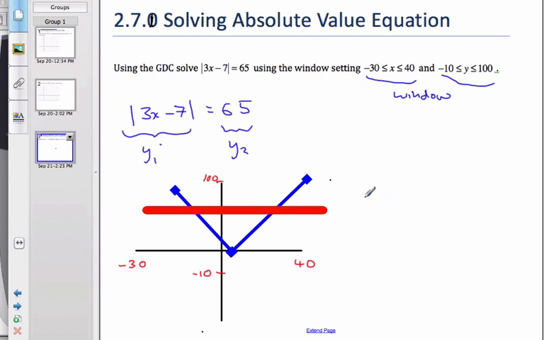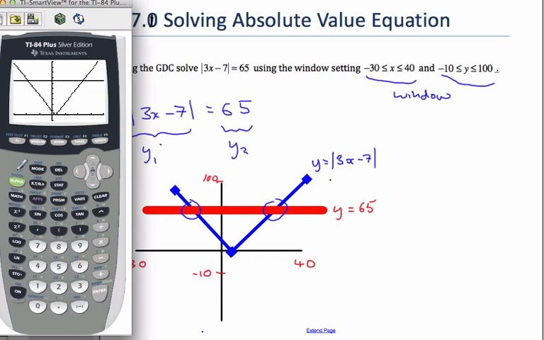If we're going to do the intersection now, I should label this first. This one is y equals 65, and this one is y equals the absolute value of 3x minus 7. Now we're trying to find the intersections. There are two answers.